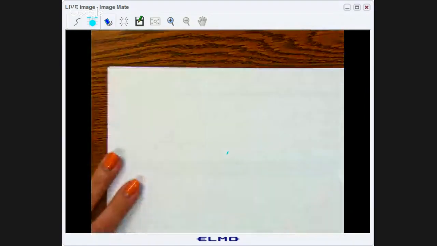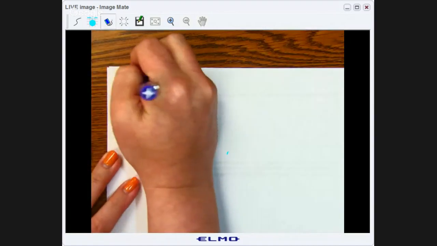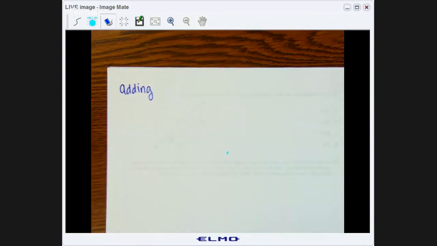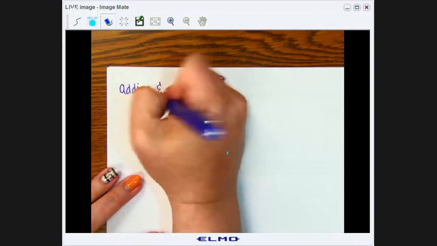All right, adding and subtracting polynomials. I'll project this so you guys can see what I'm doing. Just for those at home, I have two people in my classroom that I have to communicate with as well. Adding and subtracting polynomials.